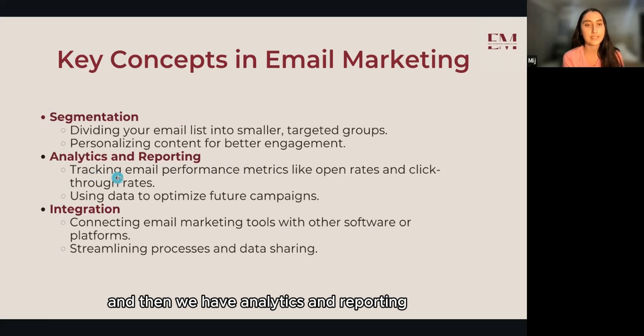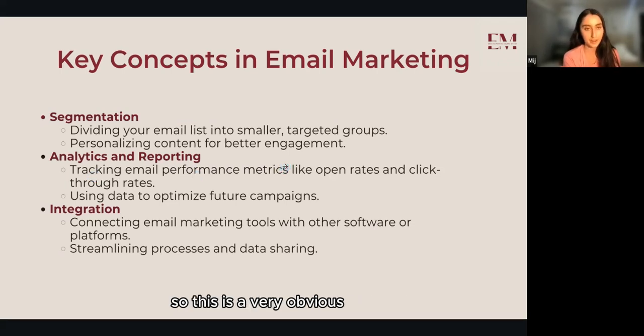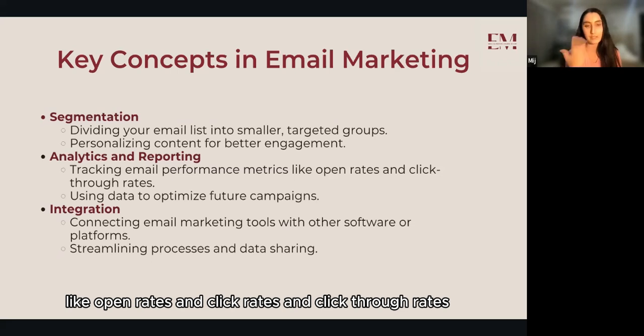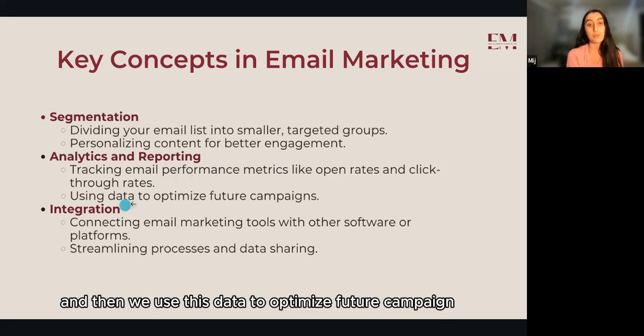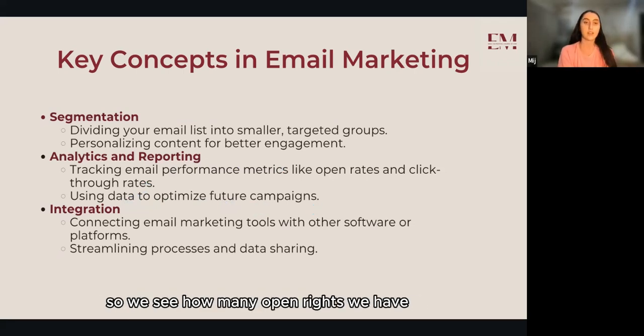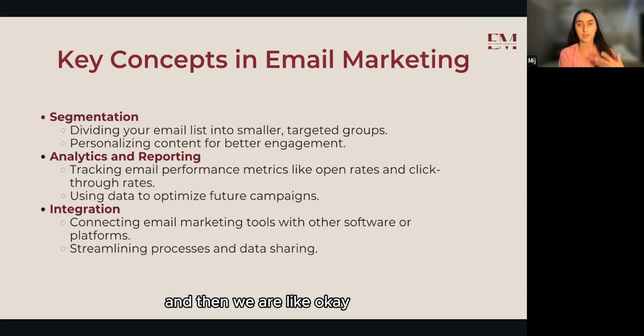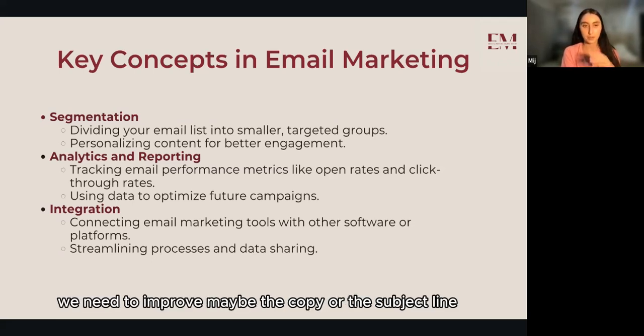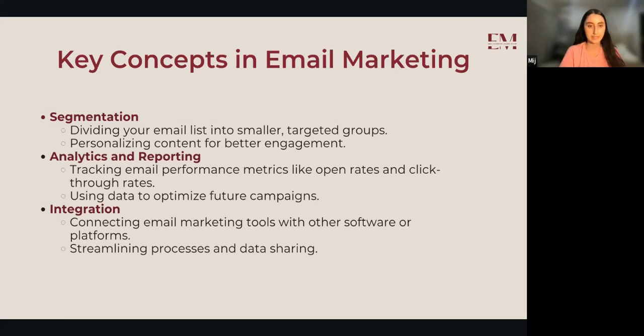And then we have analytics and reporting. This is very obvious: tracking email performance metrics like open rates and click-through rates, and then using this data to optimize future campaigns. That's what we've talked about many times. We see how many open rates we have, and then we decide we need to improve maybe the copy or the subject line, etc.